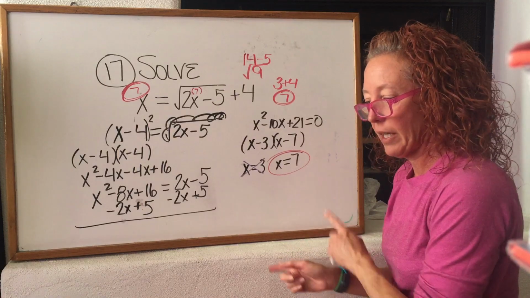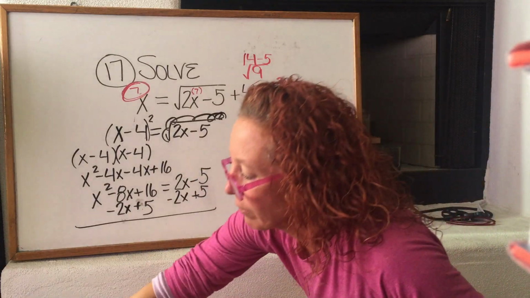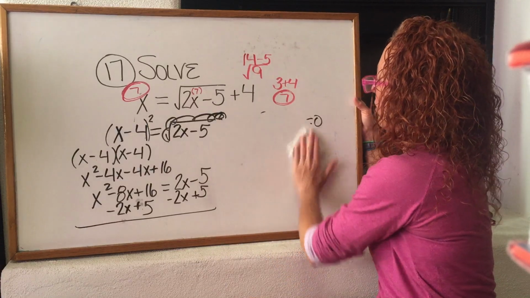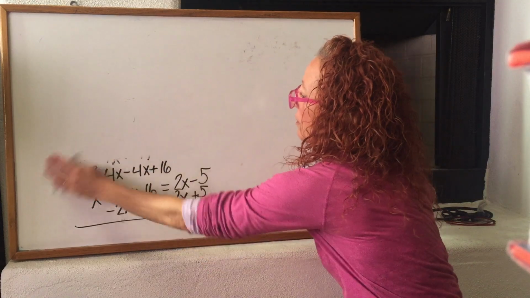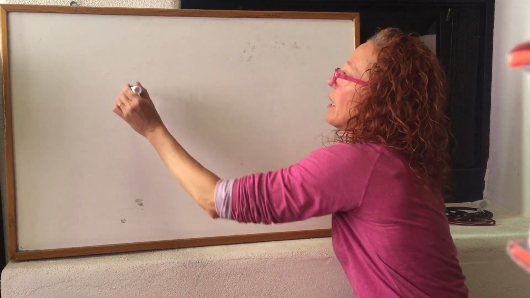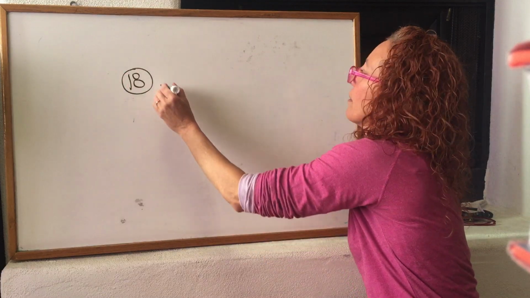18 is markedly less complicated than this one. So again, bear with me. I couldn't go easiest to more difficult because of that scrambling issue. So 18, the first thing we're going to do is move that negative 7 to the right.